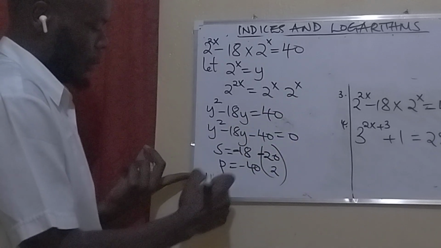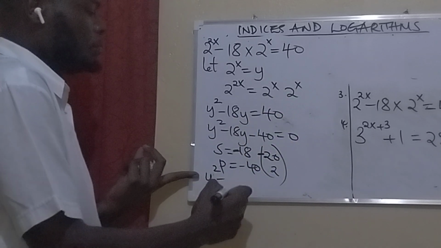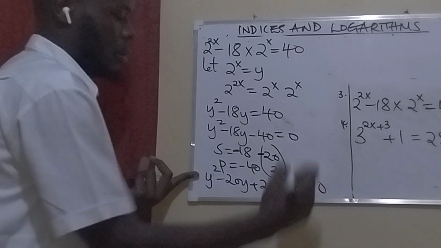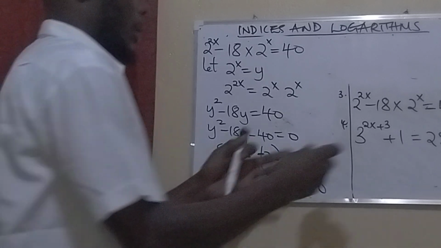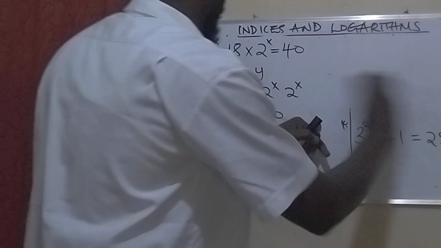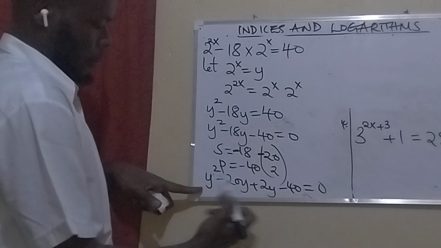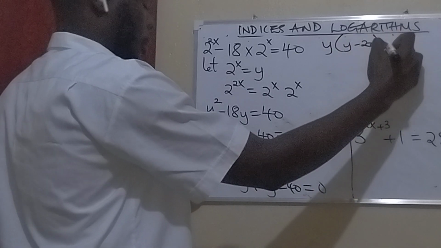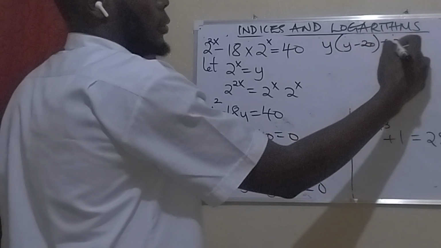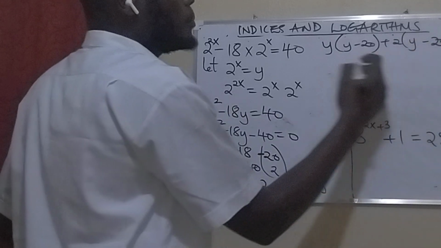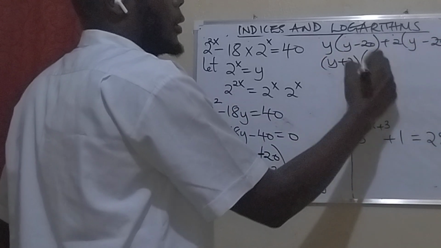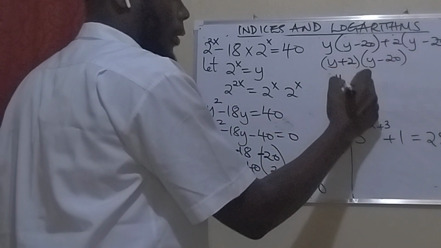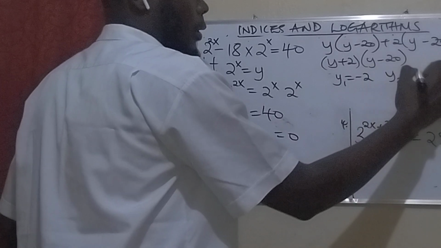So now you can simplify your equation. y squared minus 20y plus 2y minus 40 equals to 0. So we shall have common term here is y into bracket y minus 20. Then common here is plus 2 into bracket y minus 20. We have y plus 2 and you have y minus 20. So it means your y1 is negative 2, y2 is positive 20.